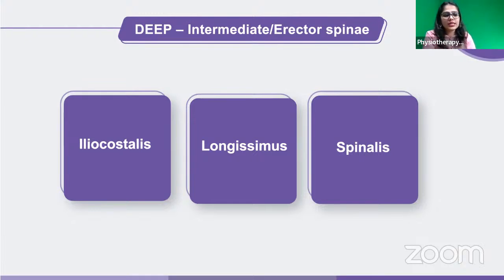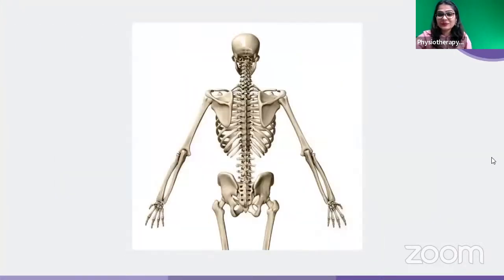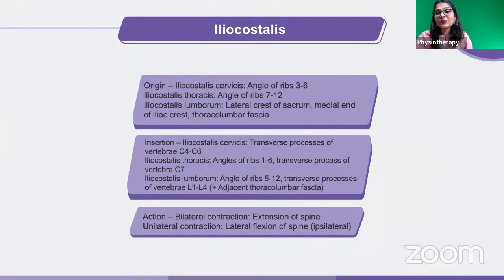So iliocostalis, how do you remember all these muscles? Don't get scared. I know this is very scary, but I will try to make it easy for you guys. It has three parts, right? Iliocostalis lumborum, iliocostalis thoracis, and iliocostalis cervicis. So we will go this way.